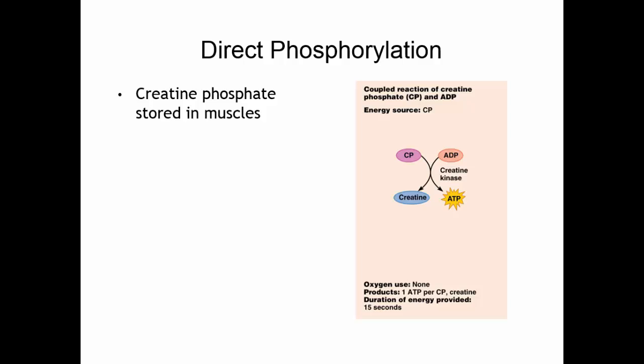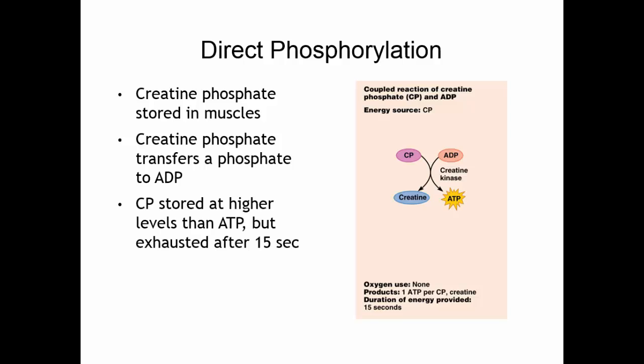Creatine phosphate has a phosphate molecule on it that is a high energy bond. The cell cannot break that phosphate off and harvest the energy. Instead, we have to transfer the phosphate from the creatine phosphate to an ADP molecule to make ATP and creatine. Creatine phosphate is stored in the muscle at a higher level than ATP is stored, but it's still exhausted after about 15 seconds of contraction.